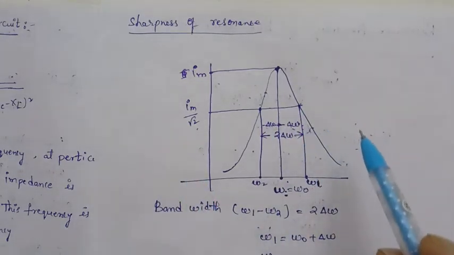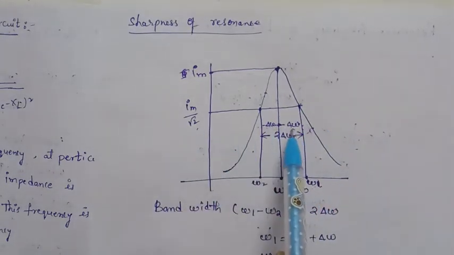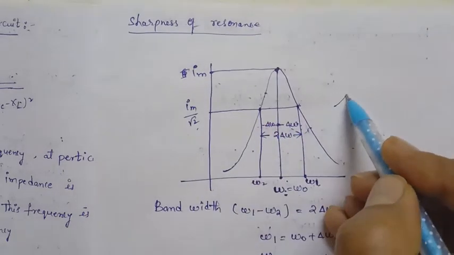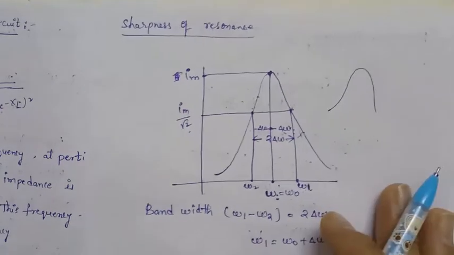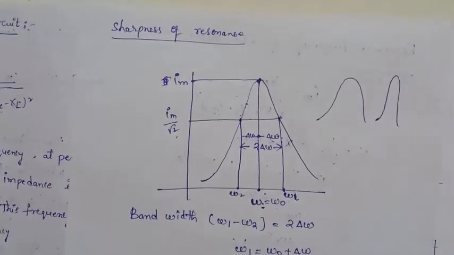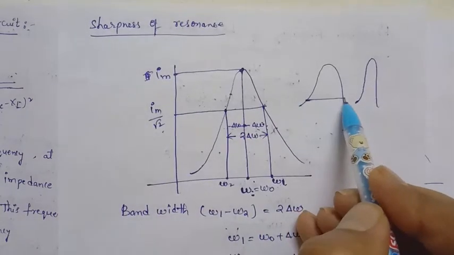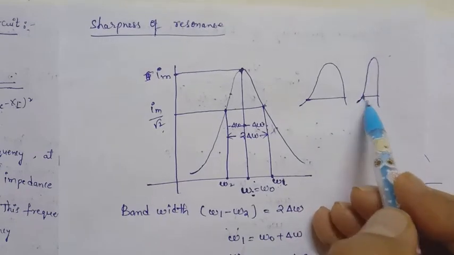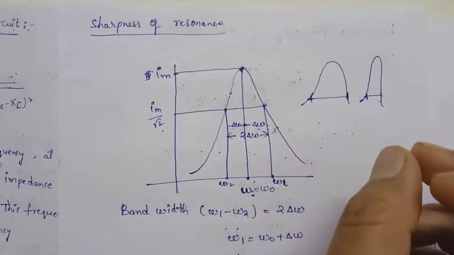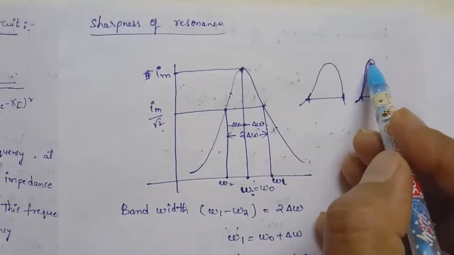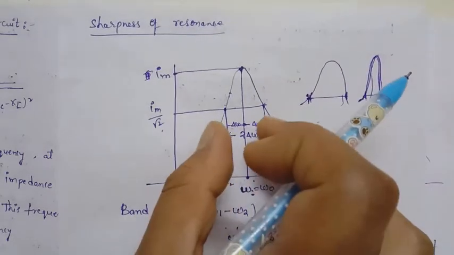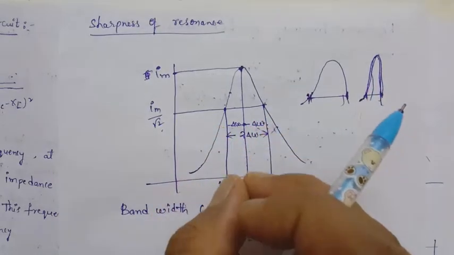At Im by root 2 you observe the same bandwidth. Suppose the wave is like this, otherwise suppose the wave is like this, is there any difference? Here it is the bandwidth, and here it is the bandwidth. One is a less bandwidth, the other a large bandwidth. If it is a less bandwidth, it has more sharpness. So this sharpness depends upon the bandwidth.